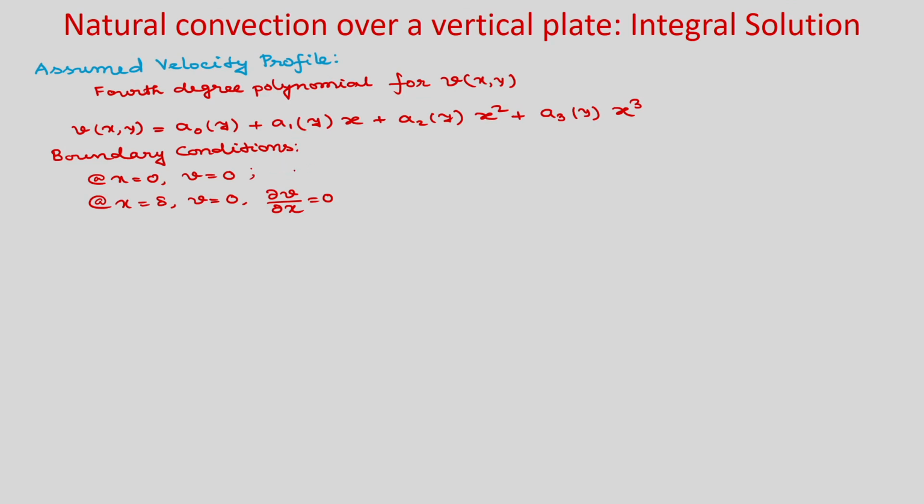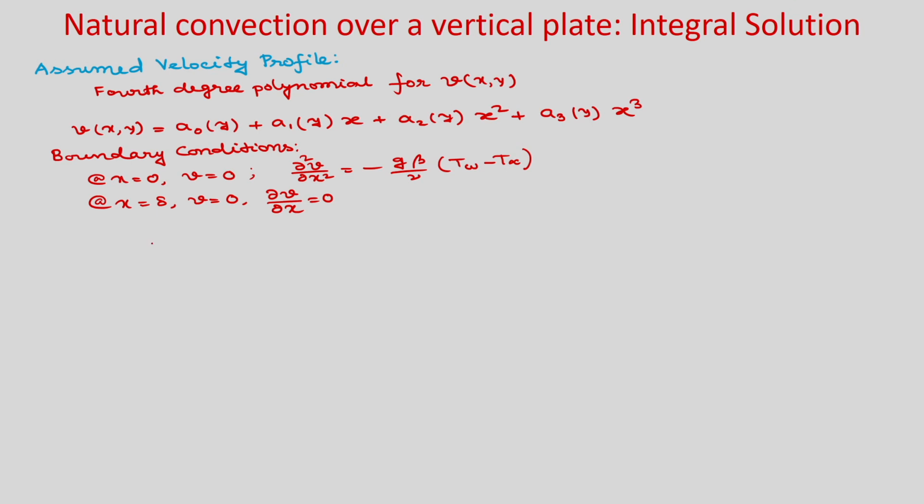So, at x equal to 0 you can write del 2 v by del x square is equal to minus g beta by nu times T w minus T infinity. So, in the momentum equation the inertia term will become 0 because u and v are 0. So, this is your viscous term, okay, and at the wall you have T is equal to T w. So, you can write del 2 v by del x square is equal to the buoyancy term divided by nu.